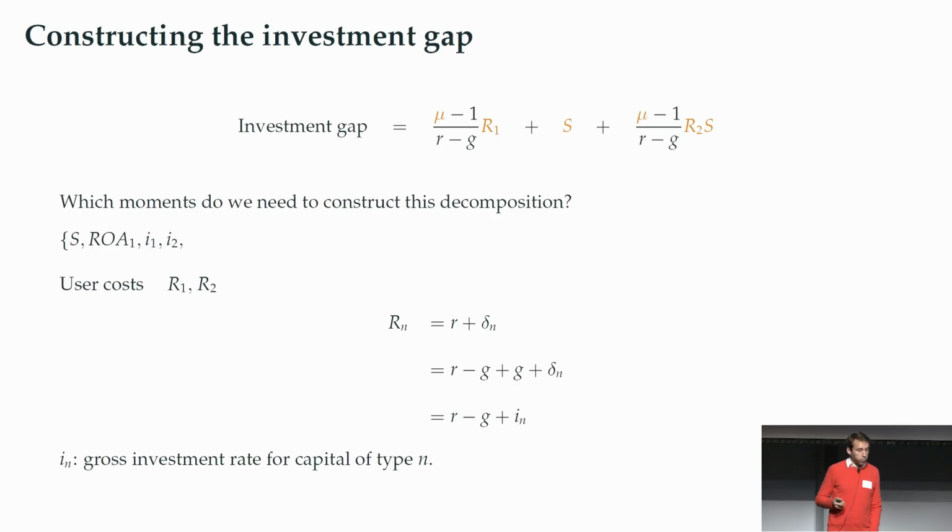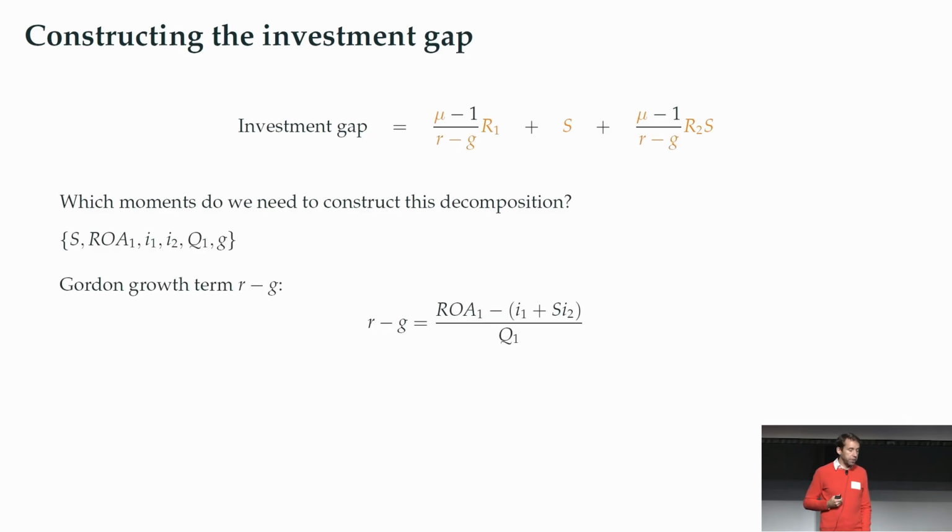The gross investment rate we can see in the data, so we're going to pick that up from the data. And then the last moment we're going to use is basically Tobin's Q itself. In our model, Tobin's Q for physical assets, big Q1, is related to the Gordon growth term R minus G. Okay, and so we can measure R minus G by simply using this formula, which on the right-hand side has all data objects.